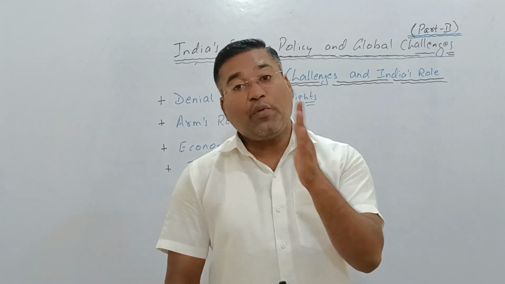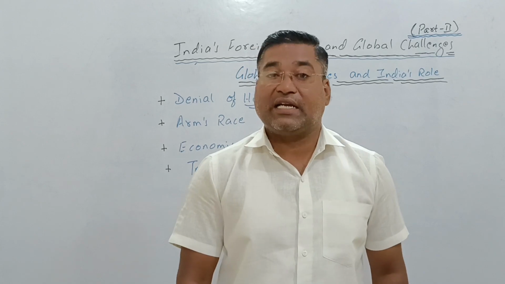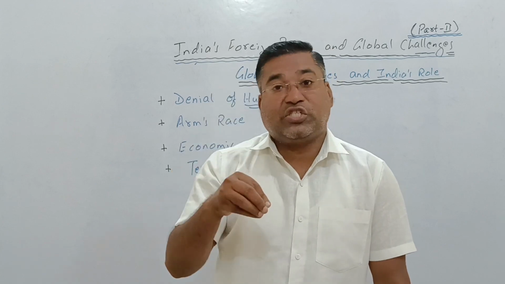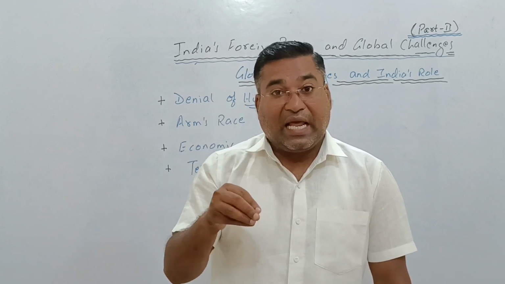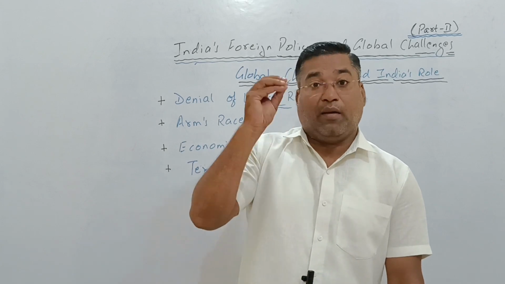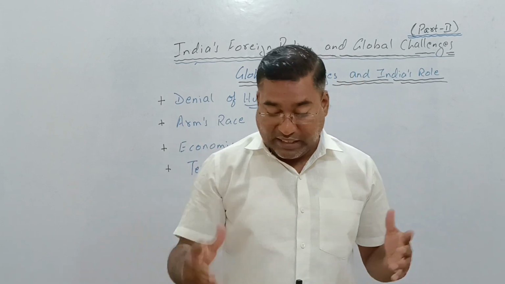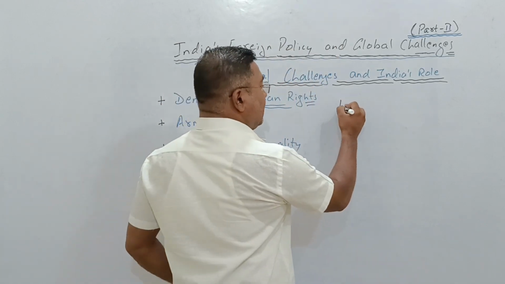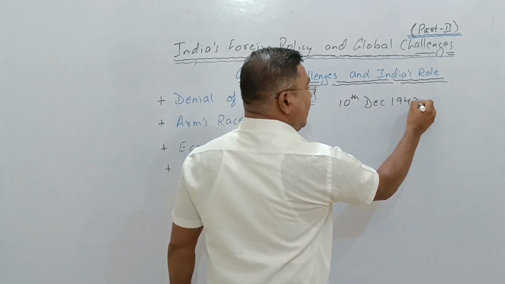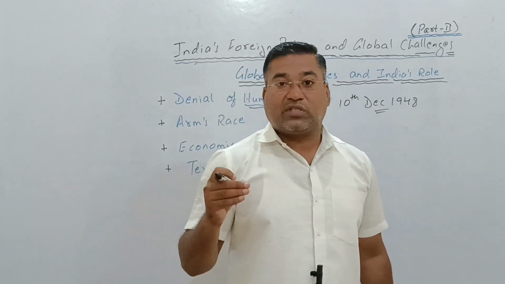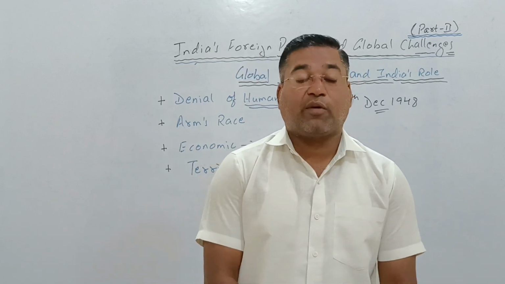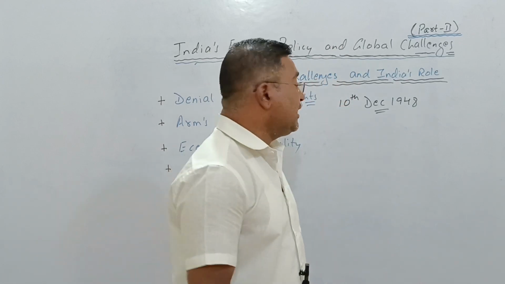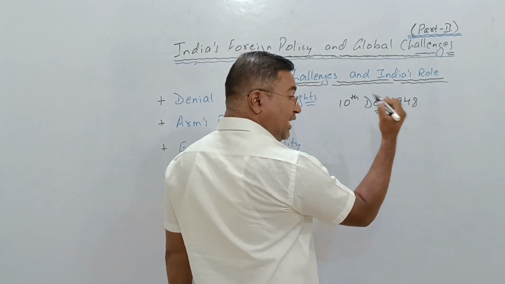But it was the UNO, established in 1945, where strong countries like America, Russia, France, and England played a major role, and the day came on 10th December 1948. This was the year of the adoption of the Universal Declaration of Human Rights. 10th December 1948, what was done?